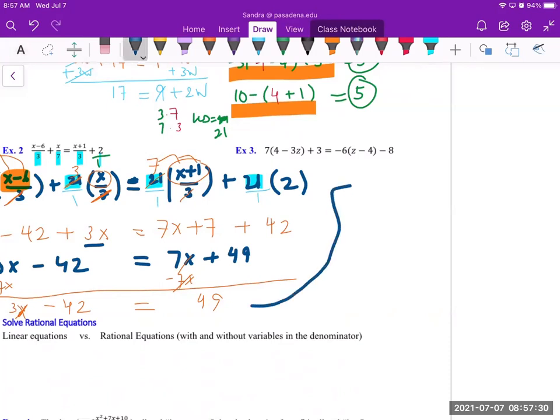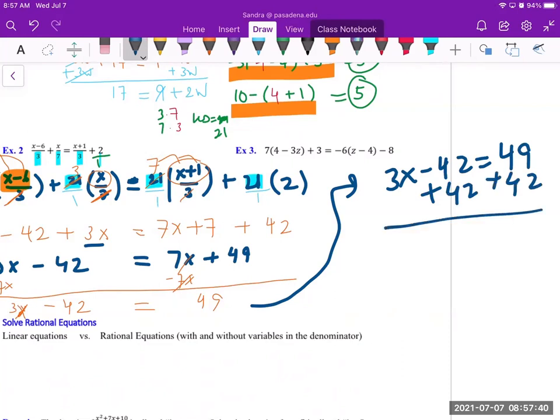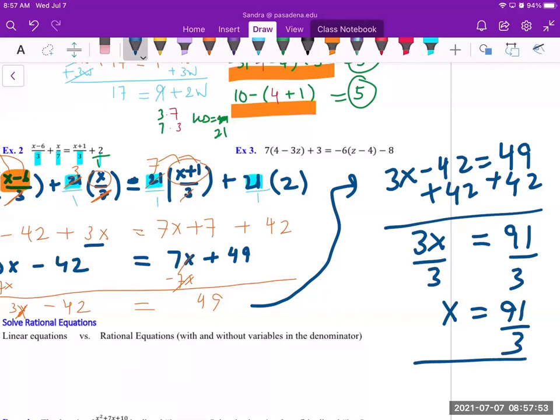Okay, let me go ahead and move over here. So then I have 3x minus 42 is equal to 49. But then we're going to add the 42. So then 42 plus 49, that gives me a 91. Divide both sides by 3. And x is equal to 91 over 3.